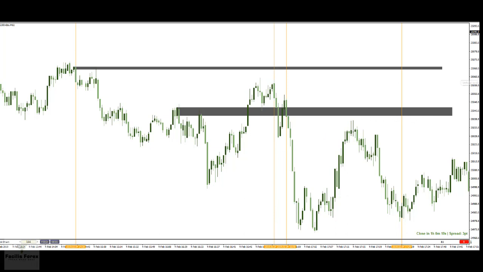What you'll find out if we extend these out is a lot of times these zones are respected again, and you'll see price pull back in. As we're not far off here, as these two wicks did. We're only 3 points off, and then take off back the other way again. So, all right, the next one we have is right here.